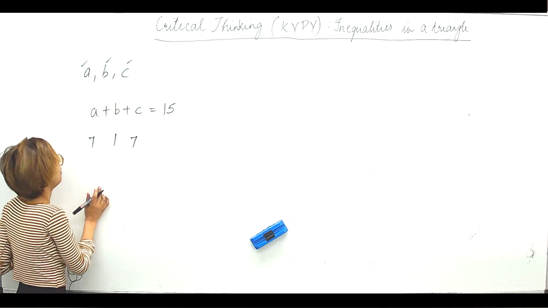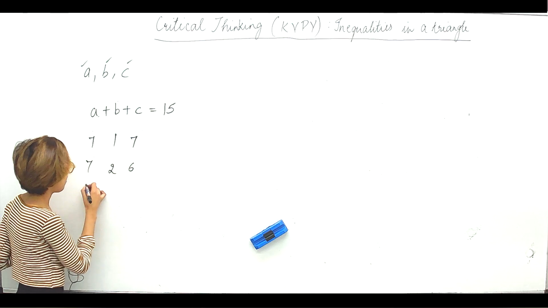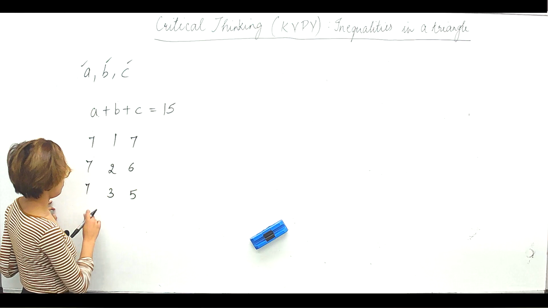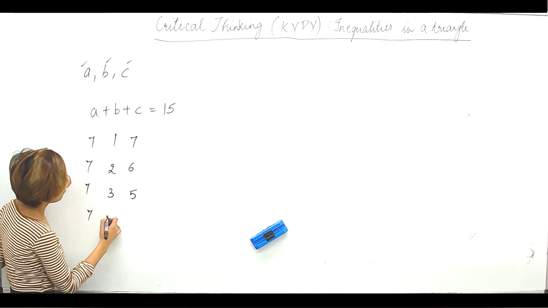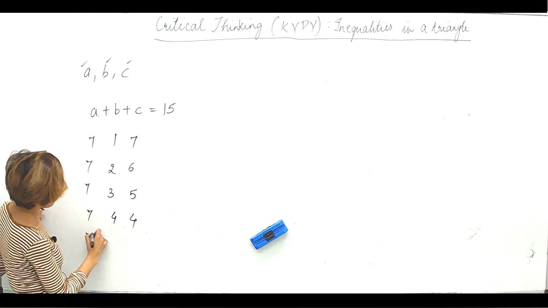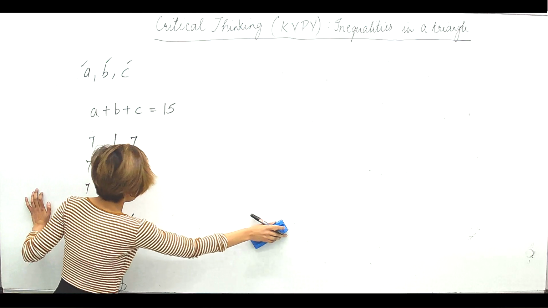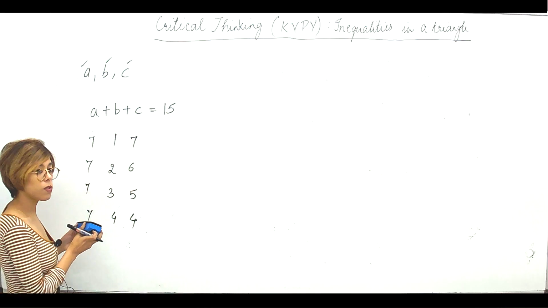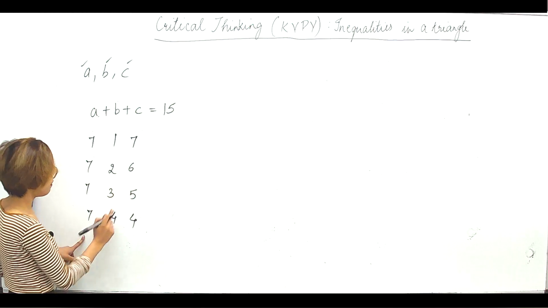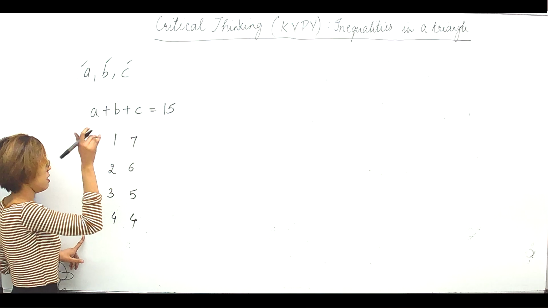7 1 7 done. 7 2 6. Another. 7 3 5. Another. सबके लिए बन रहा है. Don't worry. 7 4 4. Right? Again. 7 5. Oh 7 5 वाला मैंने already ले लिया. दोबारा नहीं लूँगी. Congruent नहीं चाहिए मुझे. So separate one. 7 5 के बाद 6 but already included. 7 7 already included. Right? So 7 exhausted.